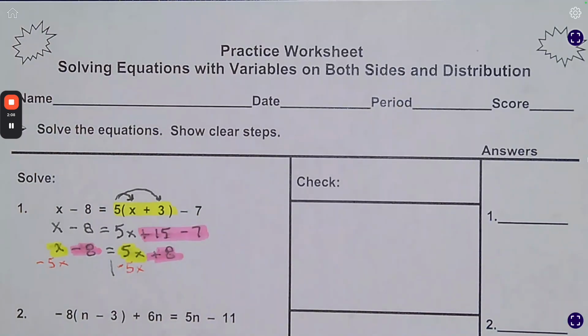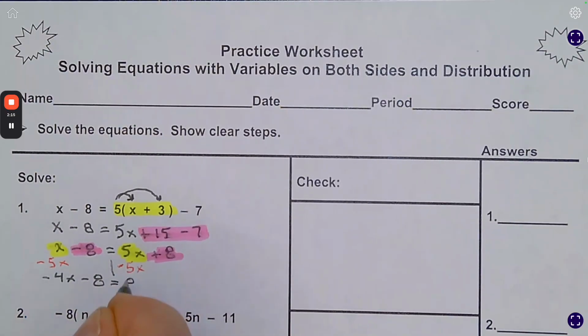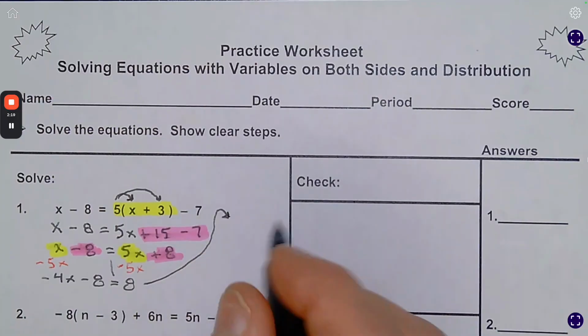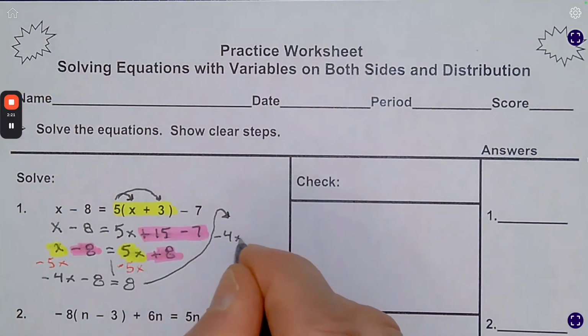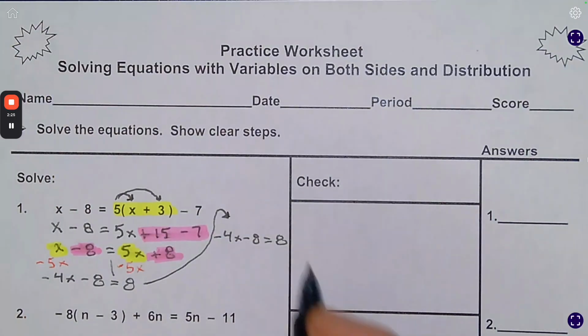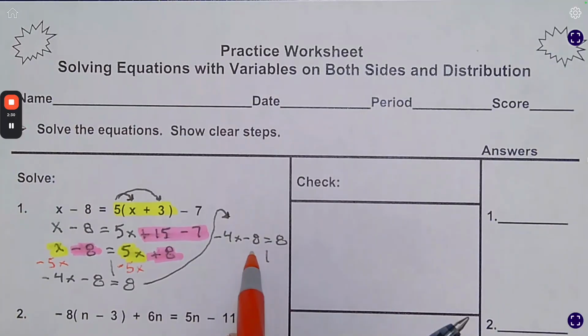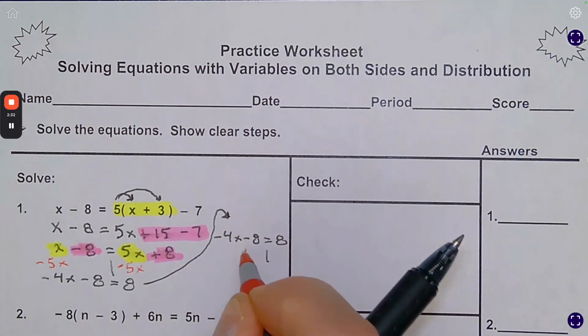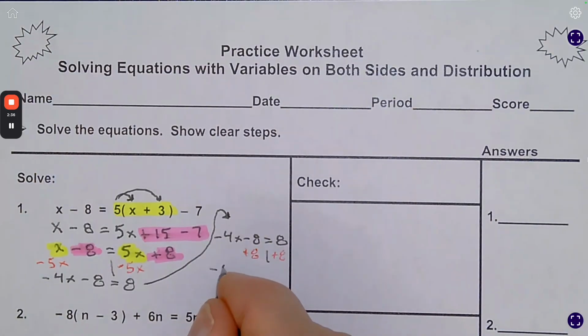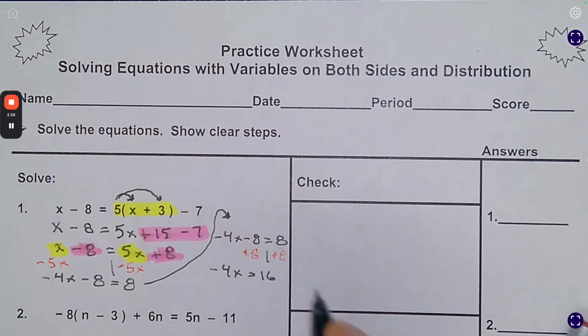So now I'm going to rewrite it. 1 minus 5 is negative 4. Okay, I'm going to take this up here, if that's all right. So I have negative 4x minus 8 equals 8. Now I'm going to do the inverse operation for minus 8, right? Because I want to move my constant term from there to there. So I like to move my constants to the right and my variables to the left. That gives me negative 4x equals 16.